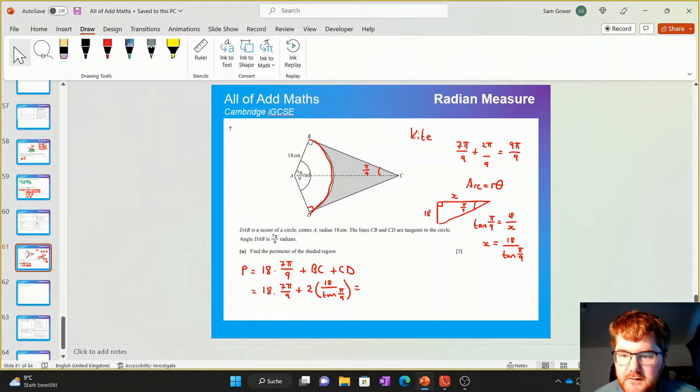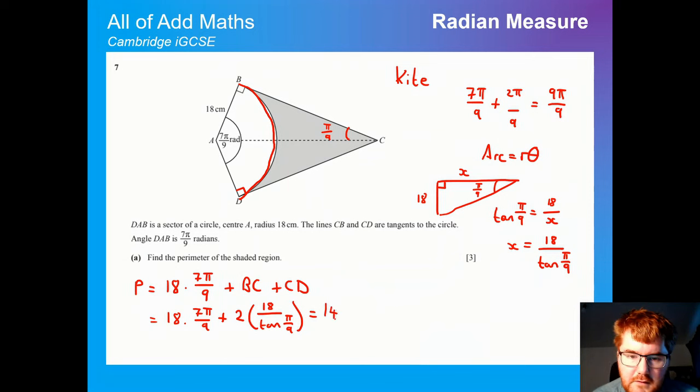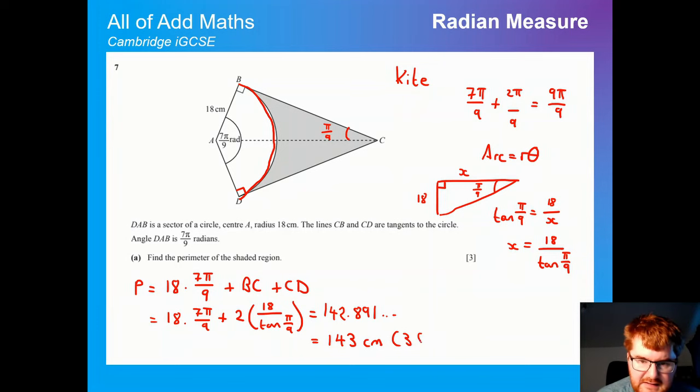142.891. Always rounded to 3 SF here. So we're going to have 143 centimeters to 3 significant figures. Make sure you put in, first of all, the rounding that you've done and also the correct units. We are working in centimeters.